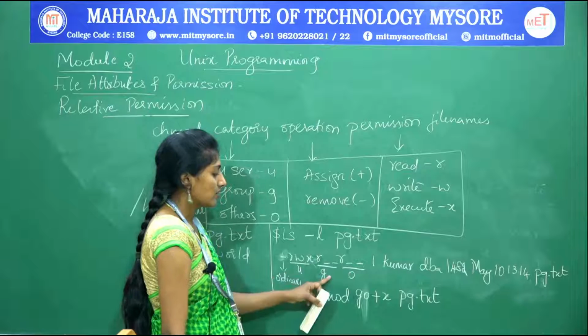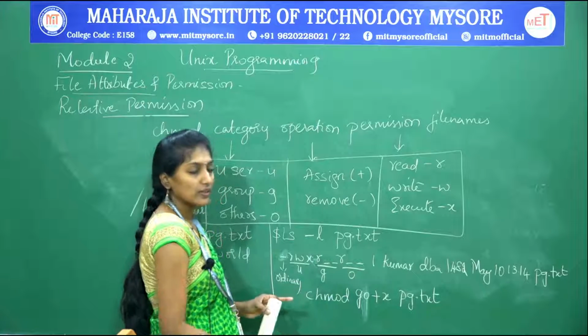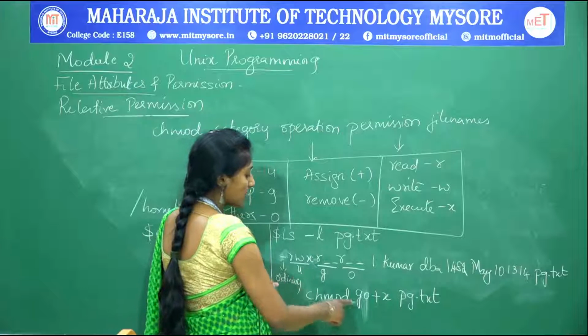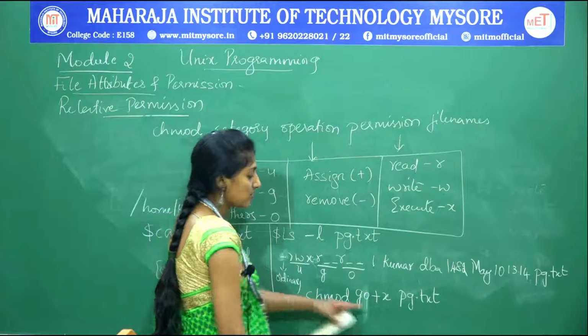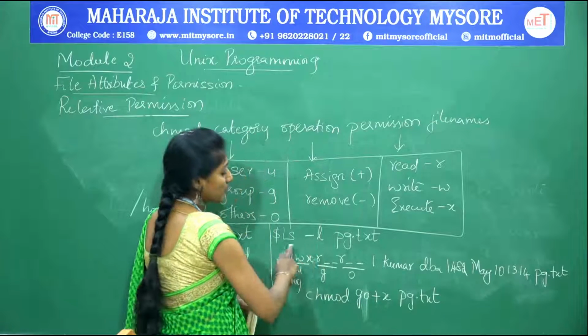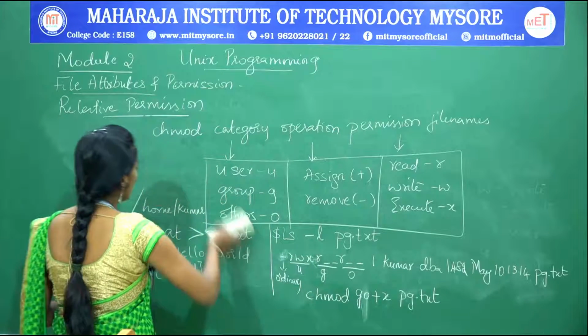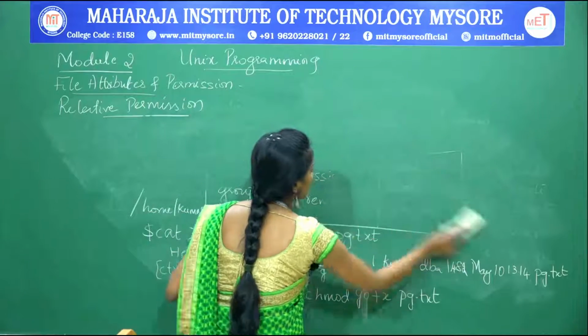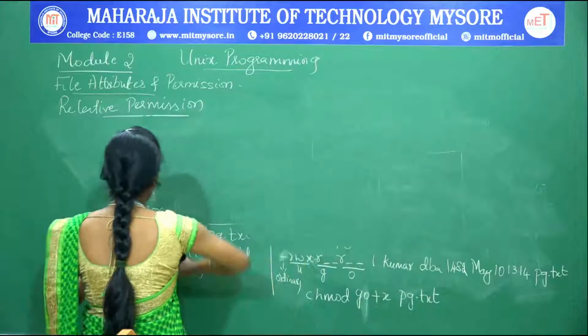Likewise, now if I want to remove the read and execute permission from all the 3 categories of user, that is owner, group and others, how do I remove that? You can remove the execute permission. Now if you want to check whether this permission has been assigned or not, again you have to execute ls -l pg.txt. So let me execute that and show you. Once you execute, this is the output you will get.